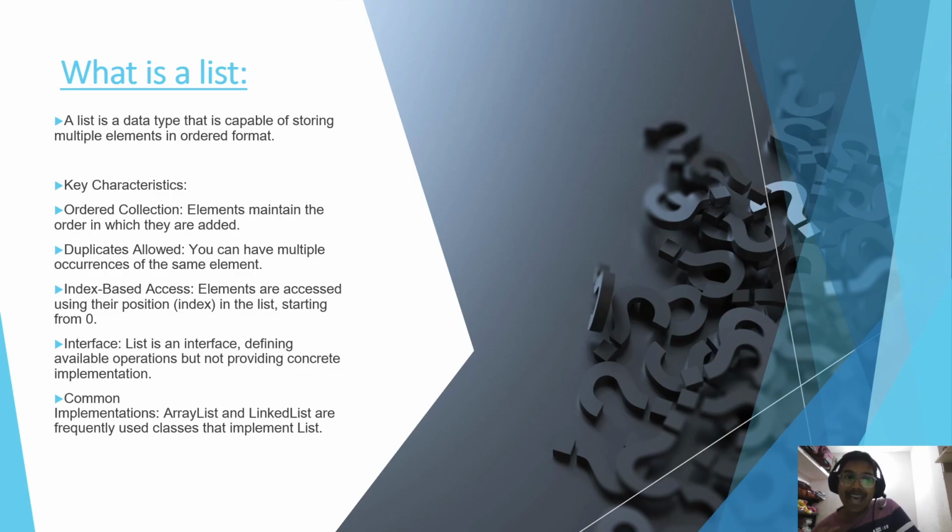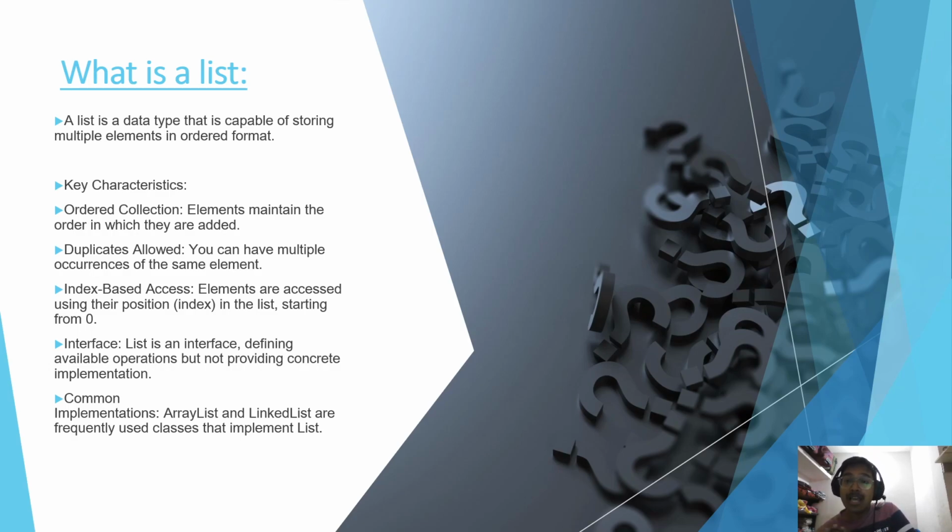So what are the key characteristics of our list? So first of all, it is an ordered collection, right? I told you elements maintain the order in which they are added. So if we are just adding the element, it will directly by default go to the end, and if we are providing the index at which we have to add the element, then it will go to that particular index and add the element, right?